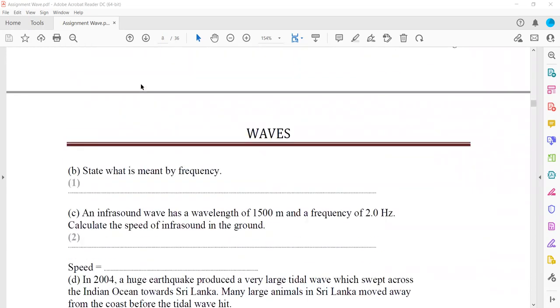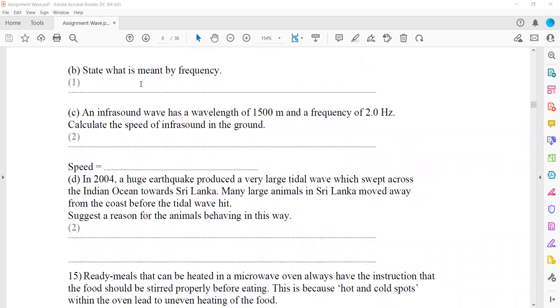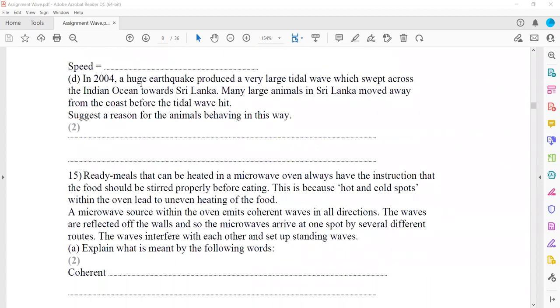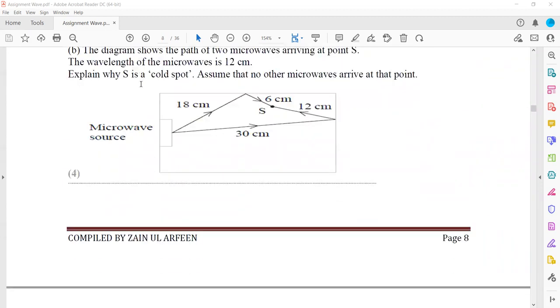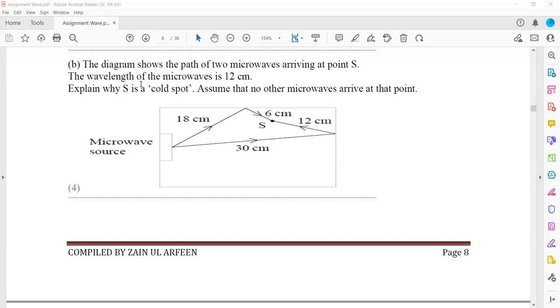This is about polarization. So we are only doing the question related to interference. As you can see here, the diagram shows the path of two microwaves arriving at point S. So the two microwaves meet at point S. The wavelength of the microwave is 12 centimeters. Explain why S is a cold spot. Assume that there is no other microwave.